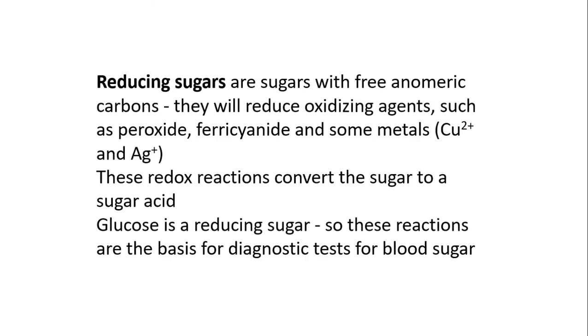Now we need to define what a reducing sugar is, and thus a non-reducing sugar. Reducing sugars are going to have a free anomeric carbon that can be oxidized by oxidizing agents, and some are listed here: peroxide, ferricyanide, some metals, copper ion, silver ion. These redox reactions convert the sugar to a sugar acid. Glucose is a reducing sugar, so these reactions are the basis for the diagnostic test for blood sugar. Sucrose is a non-reducing sugar, and we'll look at those features momentarily.